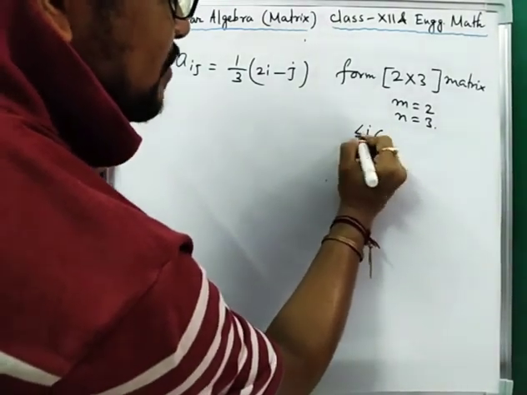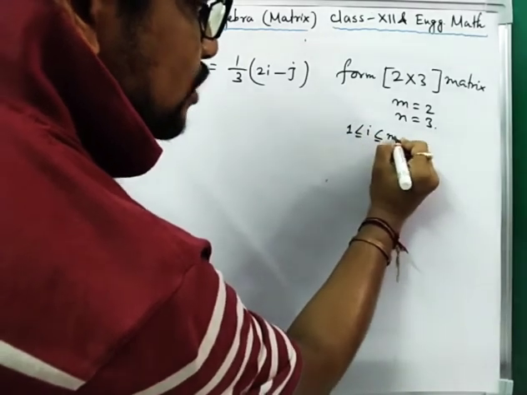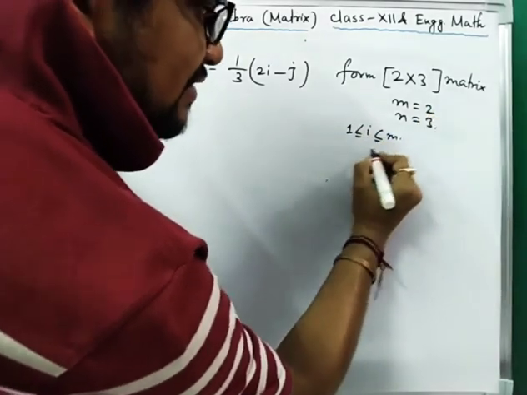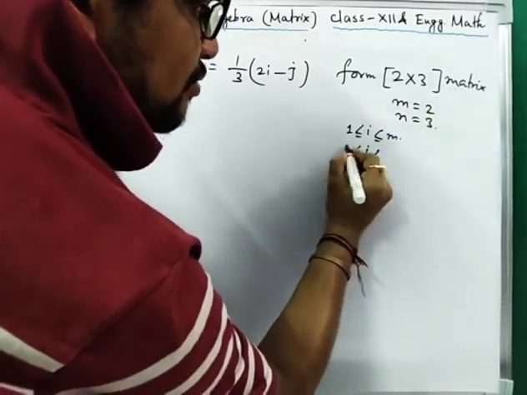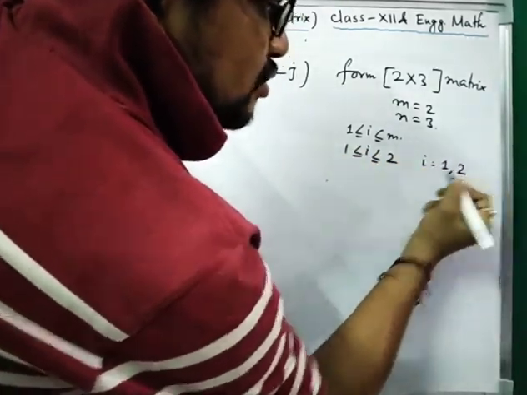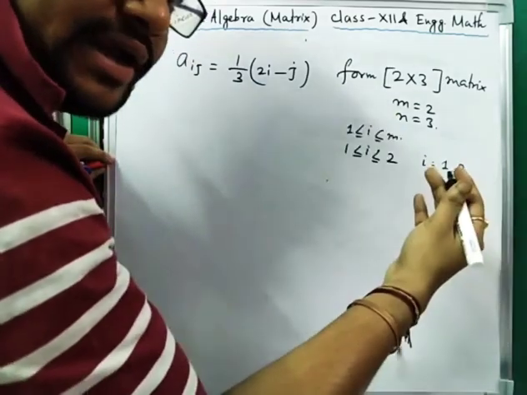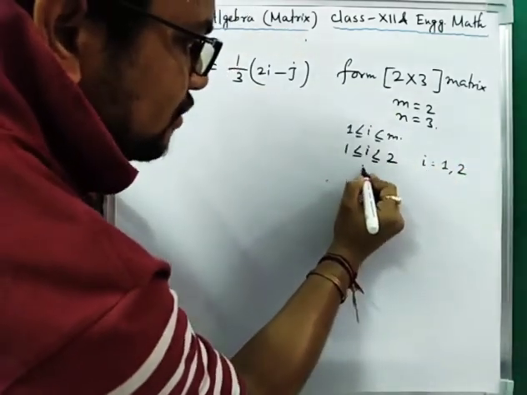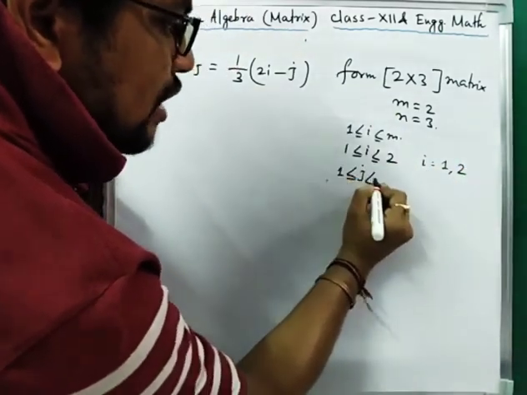Now from this equation, what is the maximum value of i? As I told you, the range of i is from 1 to M. Here M is 2. So can I write i is from 1 to 2? Means you can take i equals to either 1 or 2. You cannot go beyond that. Okay. Now the range of j is from 1 to N.